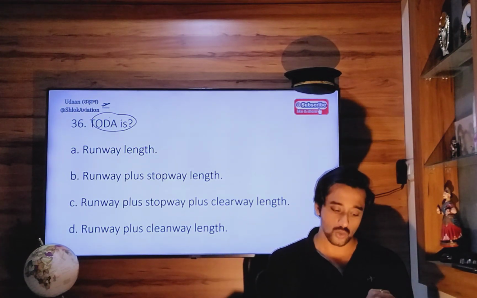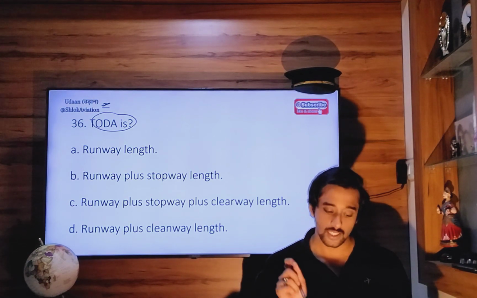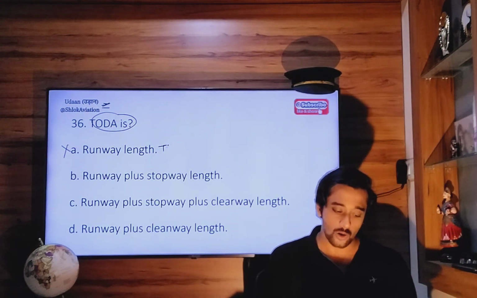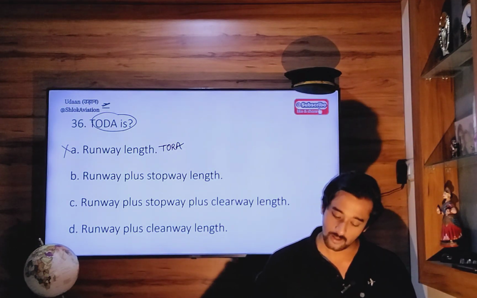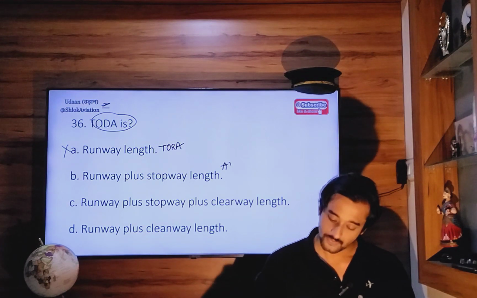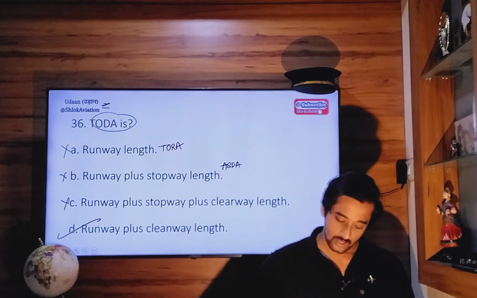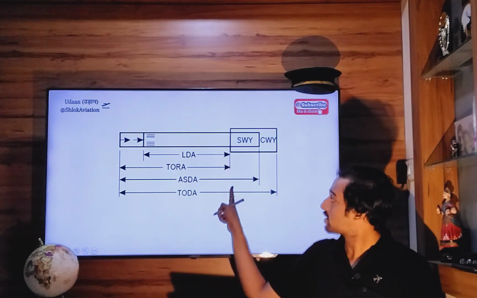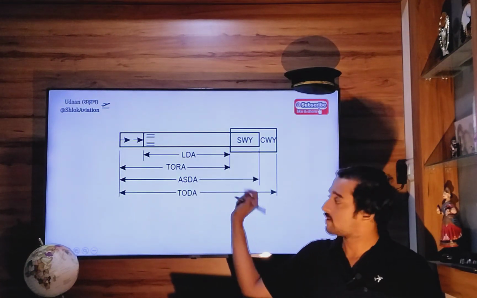Takeoff distance available is what? Now takeoff distance is takeoff run available, that is runway distance available, plus clearway. So runway plus stopway, no. Runway length is only takeoff run available. Runway plus stopway is accelerate stop distance available. Runway plus stopway plus clearway, no. Runway plus clearway, so delta. Next. Okay. So takeoff distance is runway plus clearway. Accelerate stop distance is runway plus stopway.